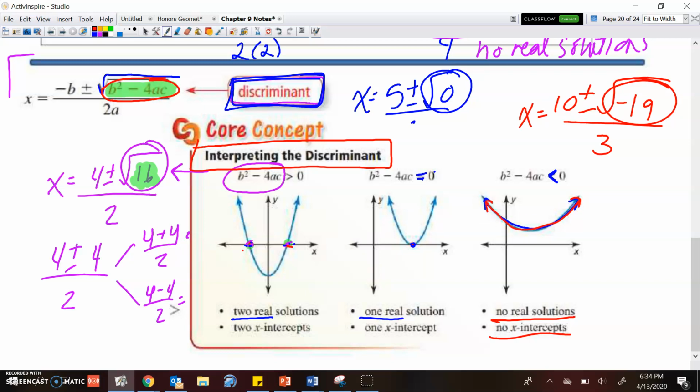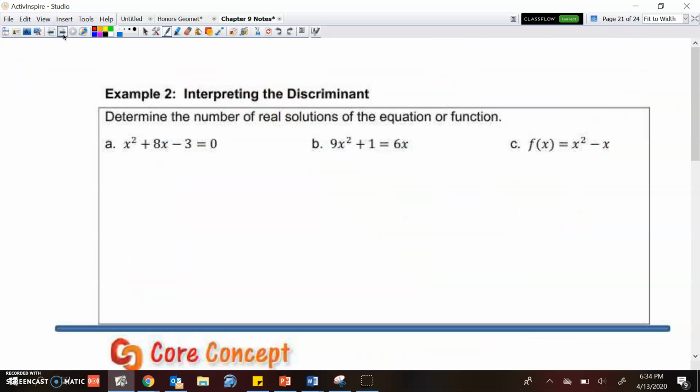Okay, so let's practice that. In example 2 here, it says interpret the discriminant, determine the number of real solutions. Again, real is key here because there are imaginary solutions, something different, but we're just working with real numbers of the equation or function. So this is an equation, this is an equation. F of x, we haven't seen that in quite a while, but that's a function.